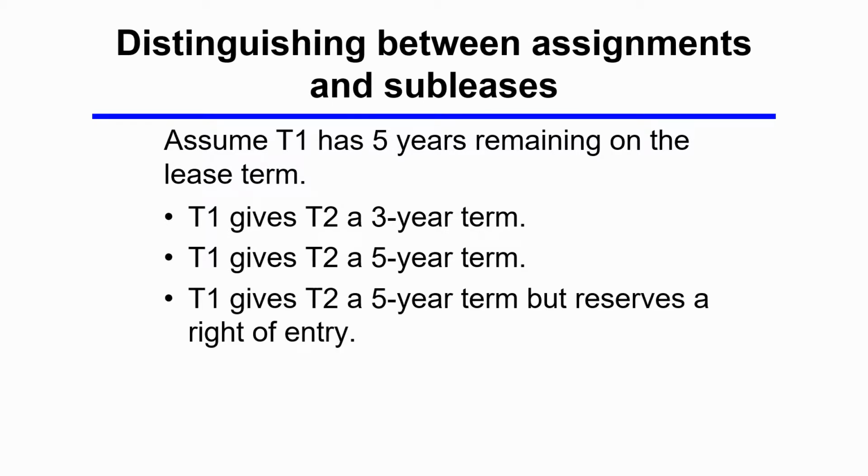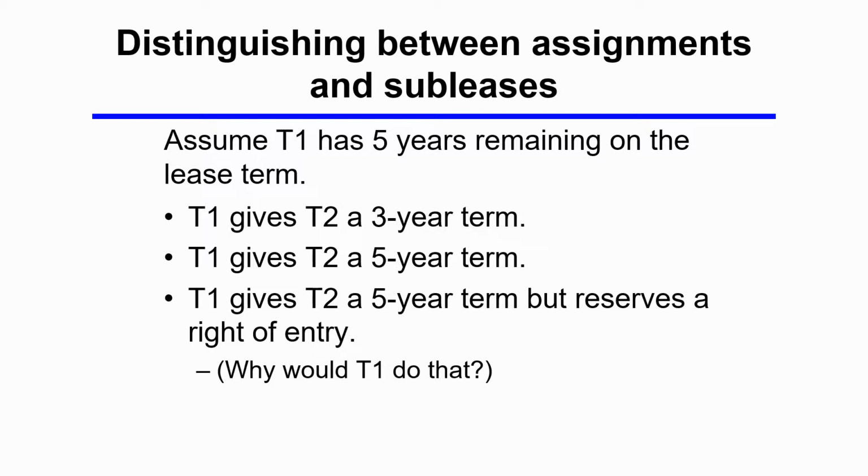Now here's a kind of a quirky example. T1 gives T2 a 5-year term. That would normally be an assignment, but T1 reserves a right of entry. What do we mean by a right of entry? We mean that T1, under certain conditions, can re-enter and take back the estate that T2 was given and terminate T2's estate. Why would T1 want to do that?